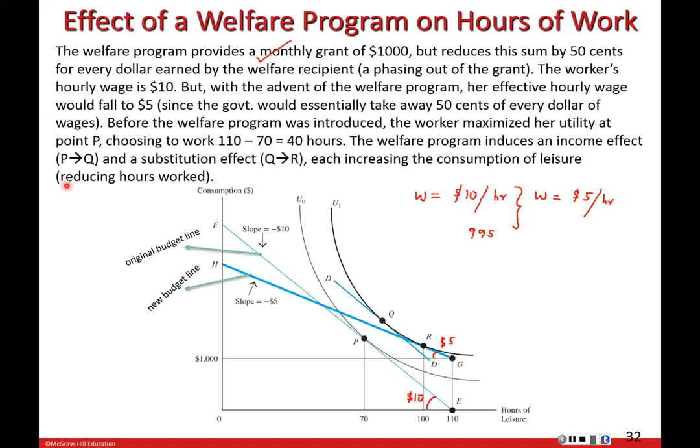So you have this flattening of the budget line, and that causes a substitution effect out of consumption into leisure. Right? So this is going to cause a worker to reduce hours worked. Yes?